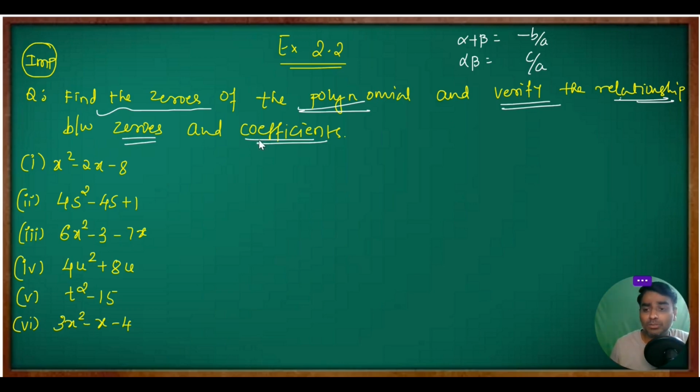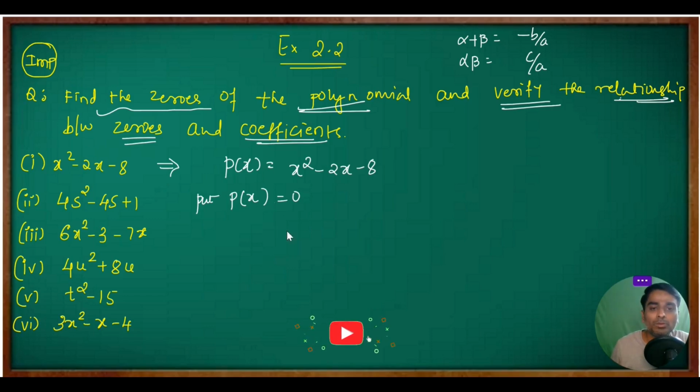First let's find out the zeros of this polynomial. What are the zeros of the polynomial? For that we need to take this polynomial. Now the first one, we will write the polynomial as p of x equal to x square minus 2x minus 8. First step, you are going to put p of x equal to 0. When you put p of x equal to 0, this will turn into x square minus 2x minus 8 equal to 0. Means in the place of p of x you wrote 0. I just wrote it on the right side to make it comfortable to solve.